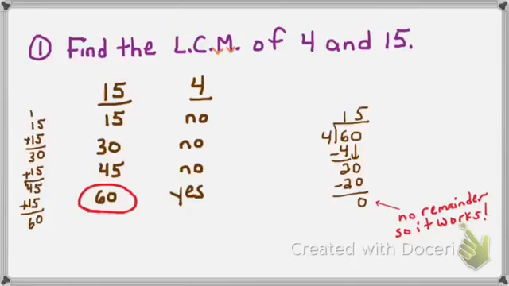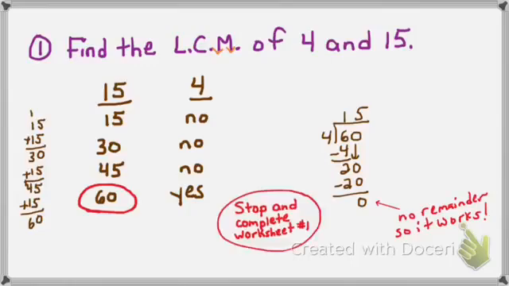Do be careful as you're going through the multiples not to skip any, because there are many common multiples of the numbers, but there's only one least common multiple. So you have to circle the first one that you get to, which would be the least common multiple. Please stop the video and complete worksheet number 1 right now.